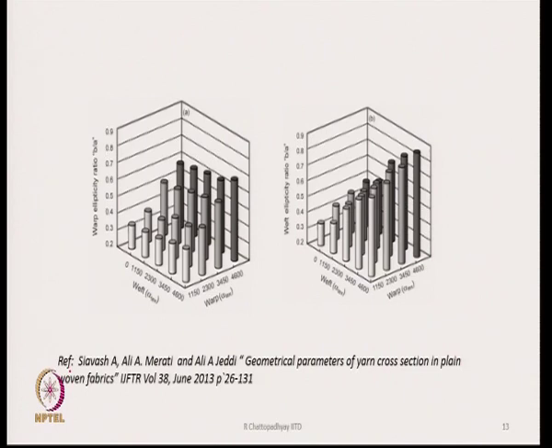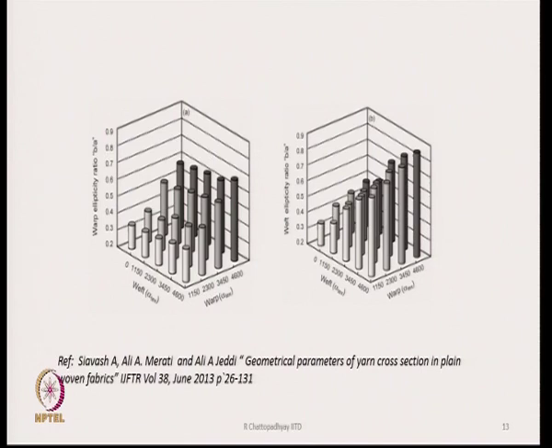So, these are the ellipticity ratios which are shown by the same authors. I am just going to show you. This is weft and warp directions. The vertical columns are basically indicating the warp ellipticity, and here it is weft ellipticity.